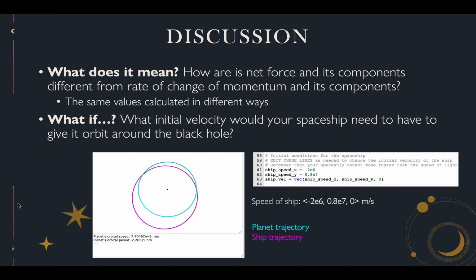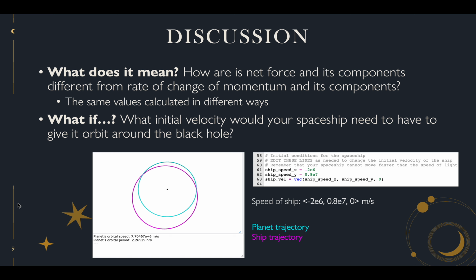The "what does it mean" question asks how the net force and the rate of change of momentum are different, and technically they're equal because of Newton's second law, but they represent different things. Momentum and its components are the propensity of an object in motion to continue moving, while net force is the force applied to make the object move in the first place.